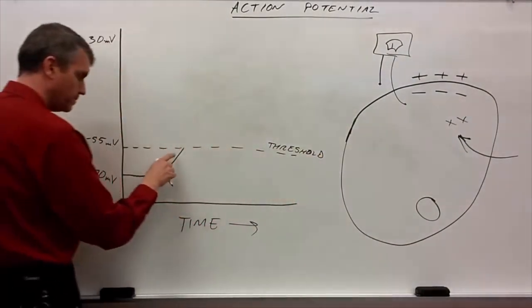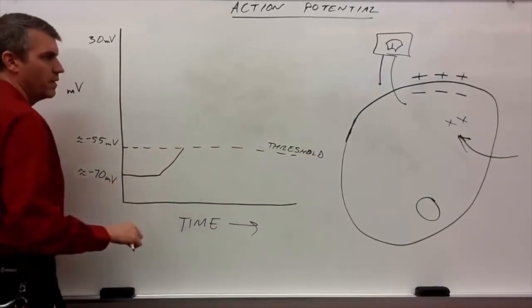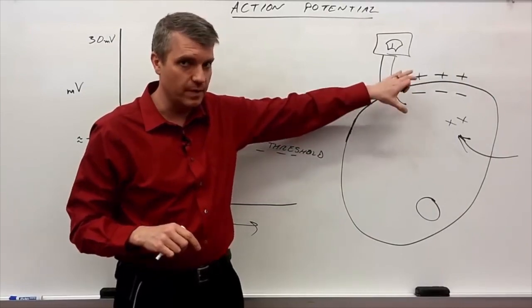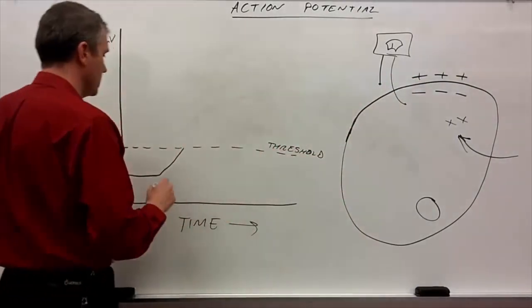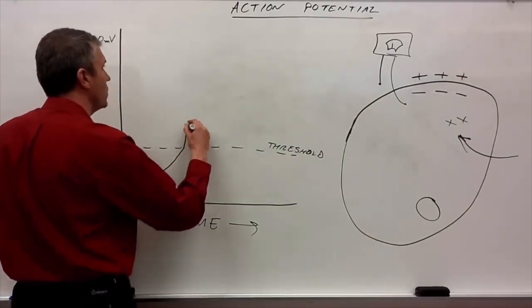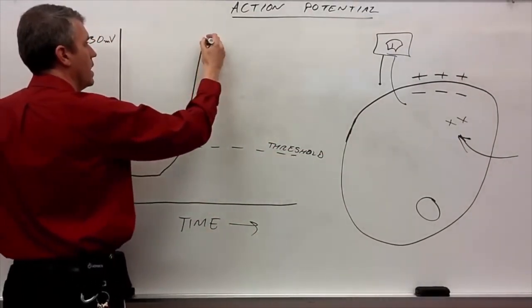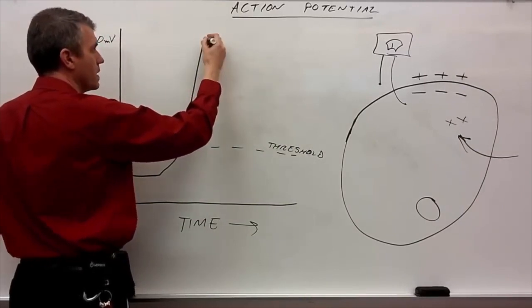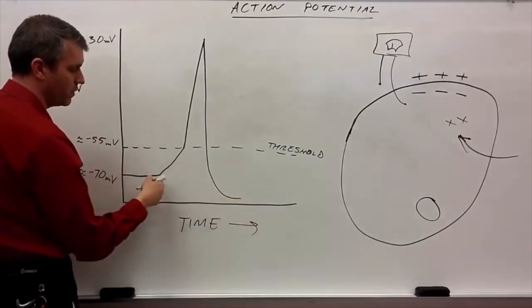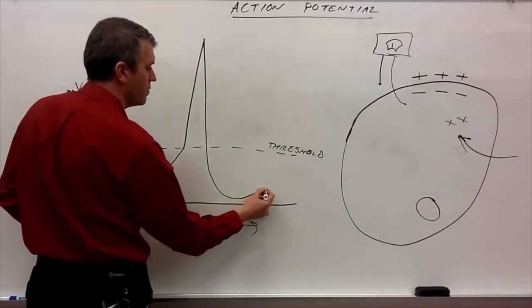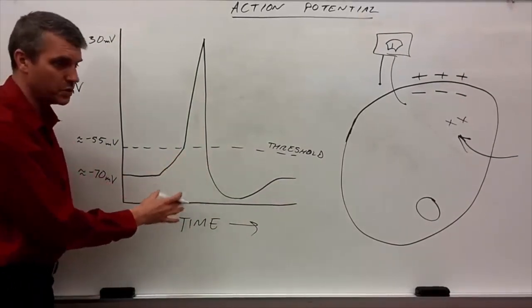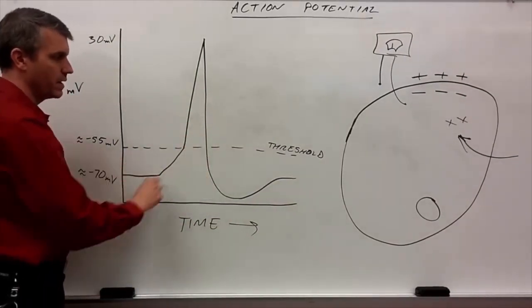The importance of that: once we reach threshold, there are proteins in this membrane that are going to take care of the rest of it, that are going to flip the charge and flip it back again. And I'll get to those in a little bit. Once we reach threshold, those proteins in the membrane cause the voltage to go way up to around plus 30 millivolts, and then immediately the charge comes back down and actually becomes more negative than it was at rest, and then we get back to resting potential again. So if we represent an action potential on a graph such as this one, it looks something like this.